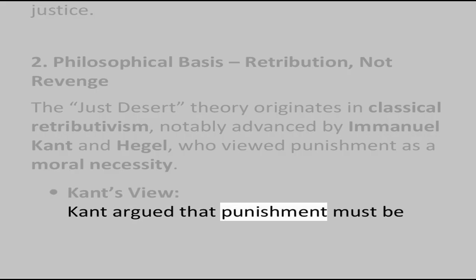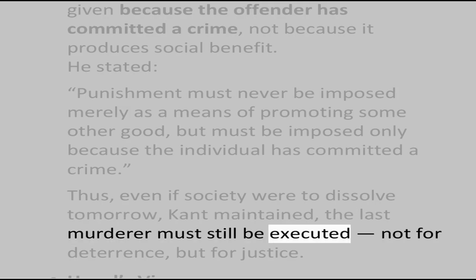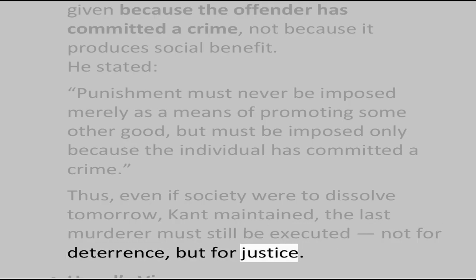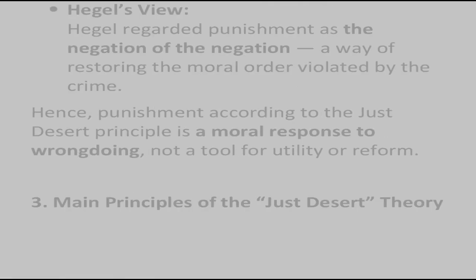Kant argued that punishment must be given because the offender has committed a crime, not because it produces social benefit. He stated, punishment must never be imposed merely as a means of promoting some other good, but must be imposed only because the individual has committed a crime. Thus, even if society were to dissolve tomorrow, Kant maintained, the last murderer must still be executed not for deterrence, but for justice. Hegel's view.